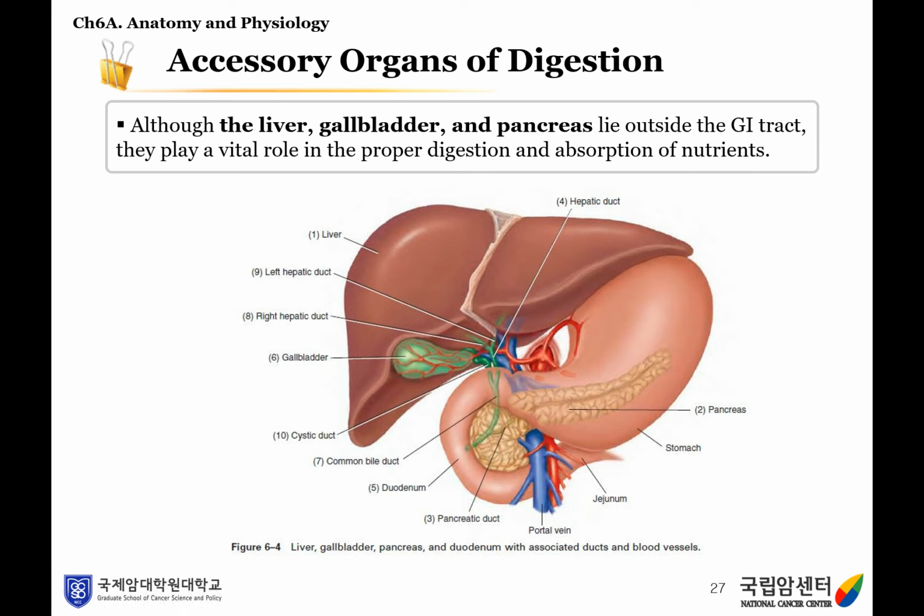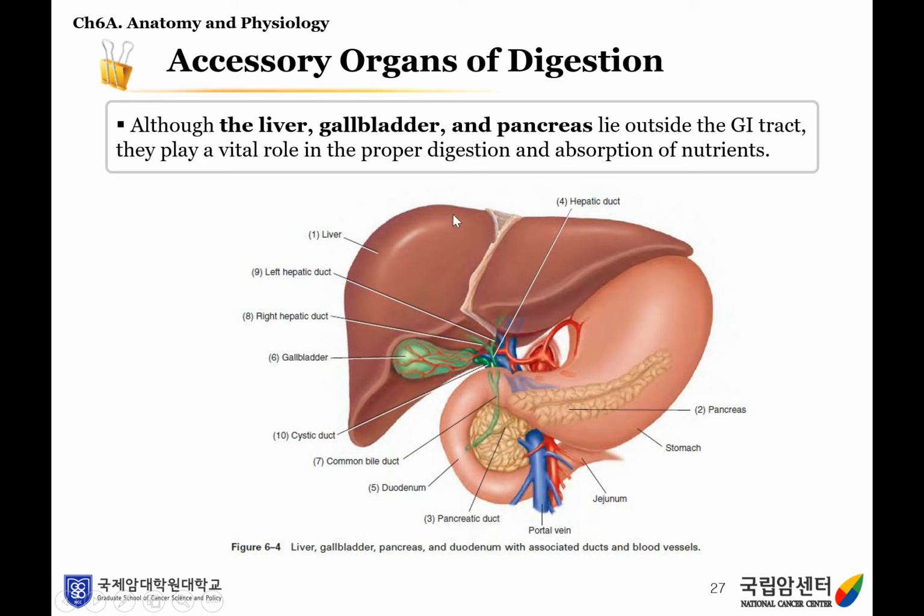Until now I talked about the esophagus, stomach, small intestine, and the colon. Now I'm going to talk about the accessory organs of digestion. Although the liver, gallbladder, and pancreas lie outside the GI tract, they play a vital role in the proper digestion and absorption of nutrients. Figure 6-4 shows the liver, gallbladder, pancreas, and duodenum with associated ducts and blood vessels.